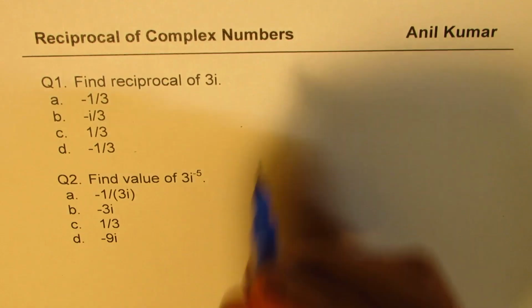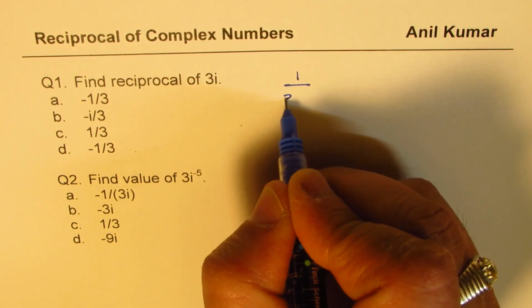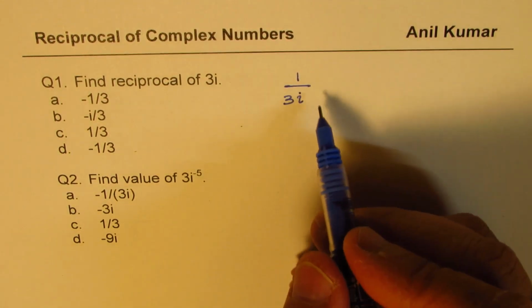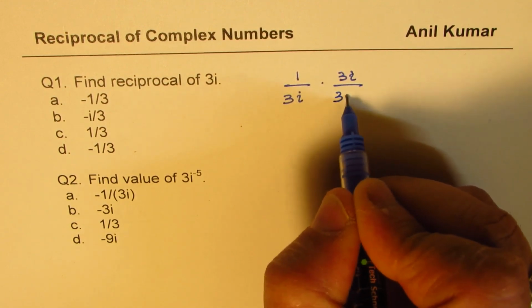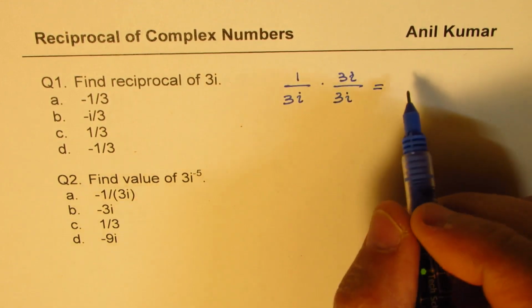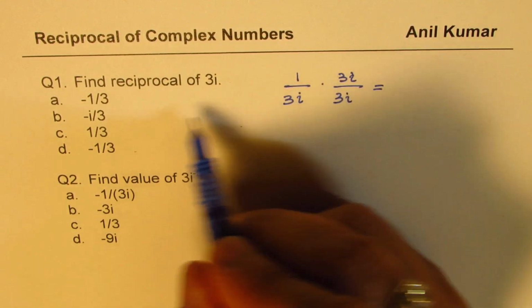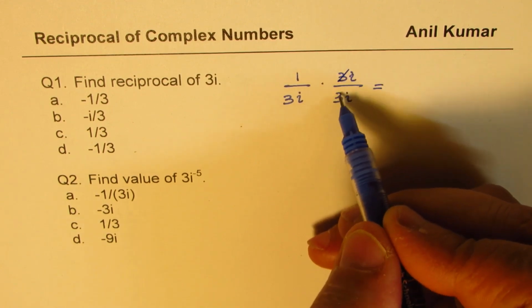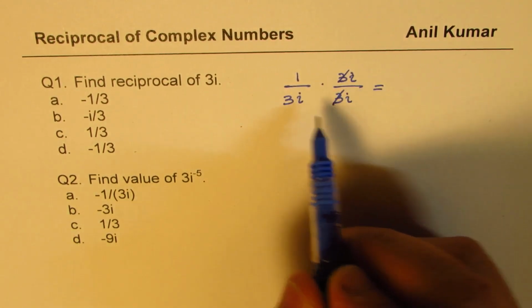When we say reciprocal, it really means 1 over whatever, right? So it is 1 over 3i. We should be rationalizing it by multiplying by i and also dividing by i. So that gives you what? I could have done just i times i, right? No need to put 3i. Let me cancel this.